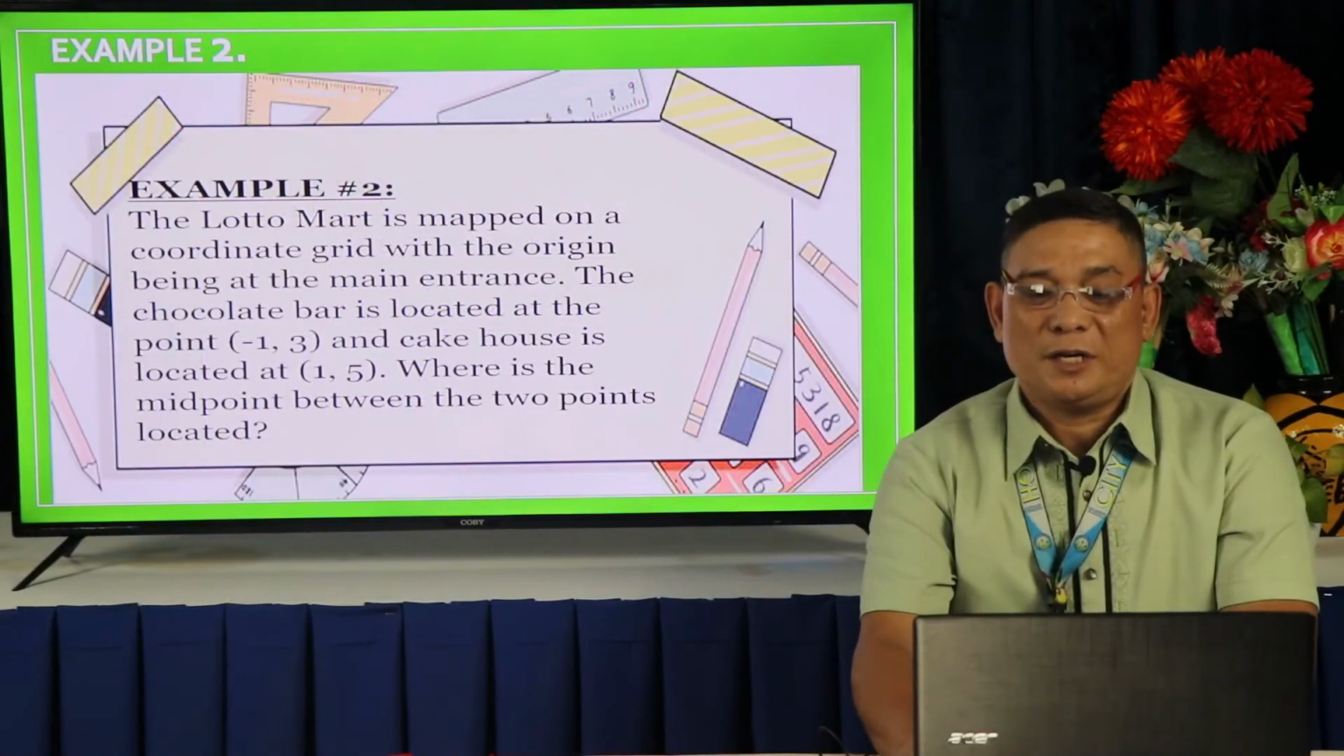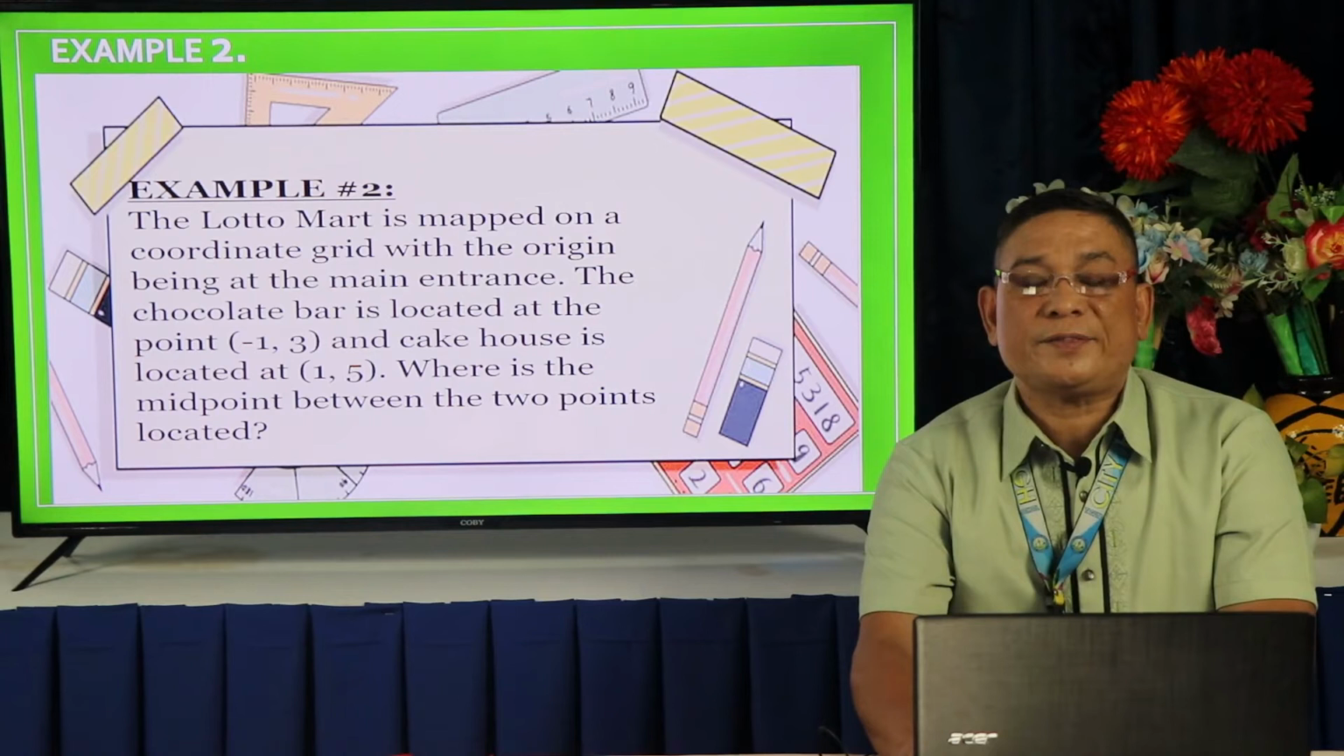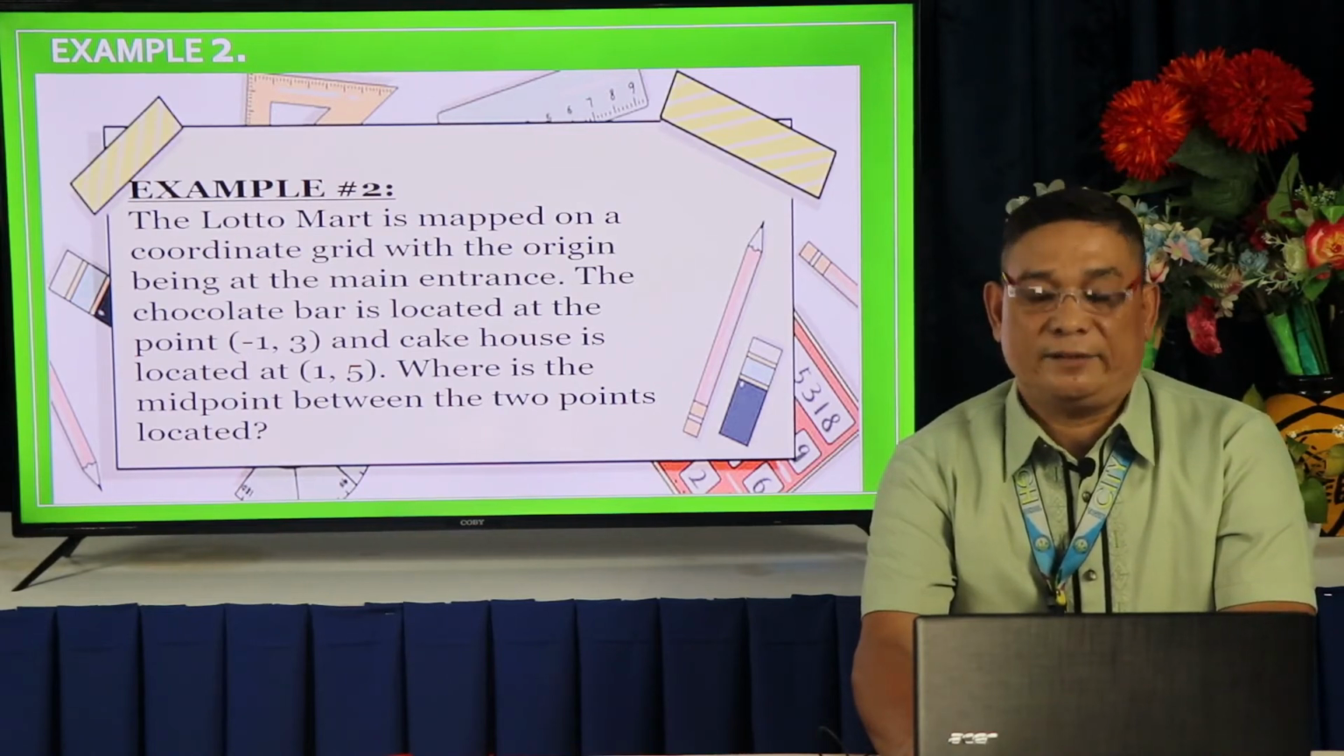Example number 2. The Lotto Mart is mapped on a coordinate grid, with the origin being at the main entrance. The chocolate bar is located at point (-1, 3), and the cake house is located at point (1, 5). Where is the midpoint between the 2 points located?